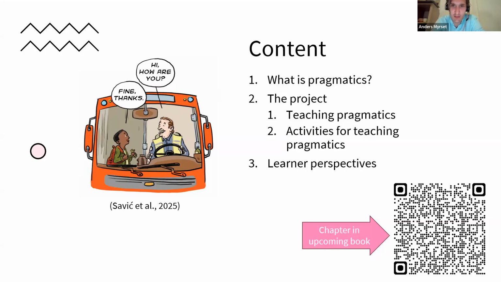Today I'm going to talk a little bit about what pragmatics is, because I realized that perhaps not everyone is familiar with this field. Then I'm going to talk about the project. This was part of my PhD project some years ago. I'm going to look at teaching pragmatics with young language learners, then show some activities that we used, and finally the learner perspectives from this.